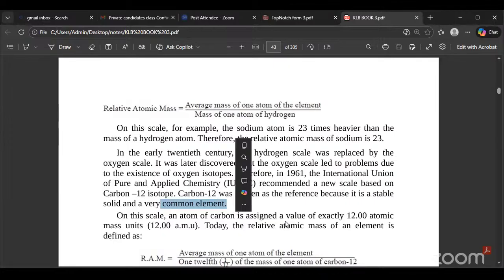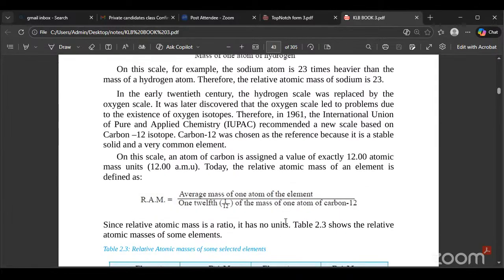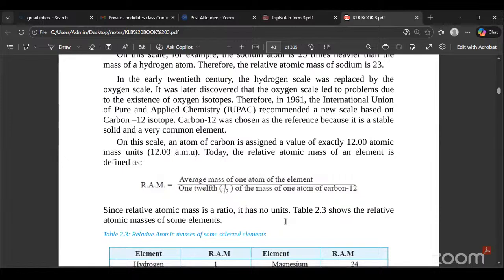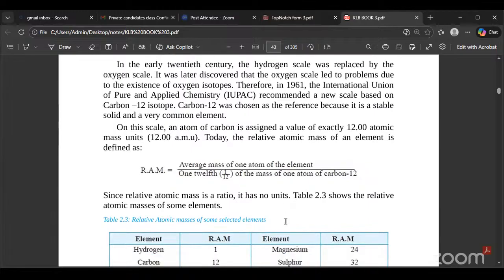So after that, what happened is the carbon was assigned, but we are saying it is now 1/12, a 12th of it. Now I'll explain what happens. What we are looking for is for that thing to be 1. It is RAM, average mass of the atom, over 1/12 of carbon 12. Since the relative is a ratio, we know that ratios do not have units. So RAMs do not have units.